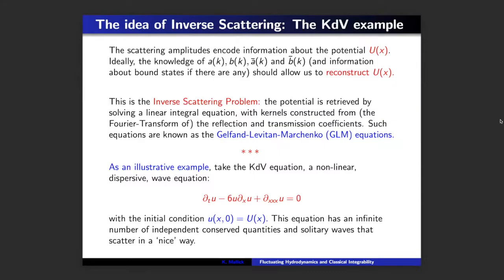Okay, so that's the inverse scattering problem. You can retrieve your potential by solving a linear integral equation, which was found by Gelfand, Marchenko, and Levitan, the GLM equations. So knowing A bar, B, and B bar, there's an equation, a linear integral equation, in fact 2 equations, which are coupled but linear, which allow you to reconstruct the shape of the potential.